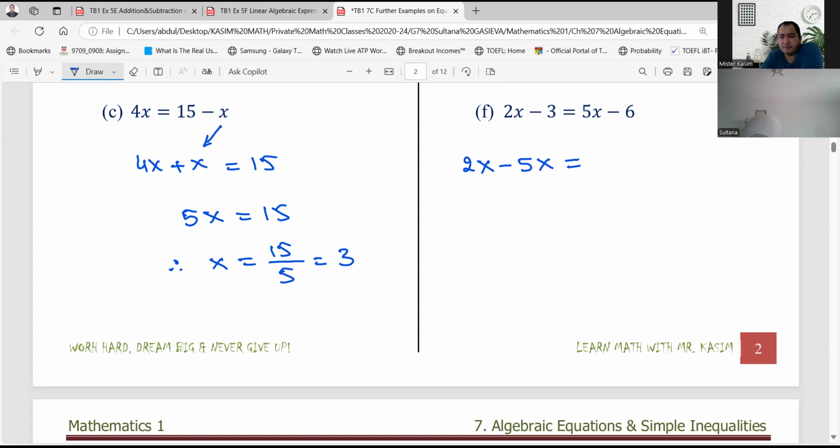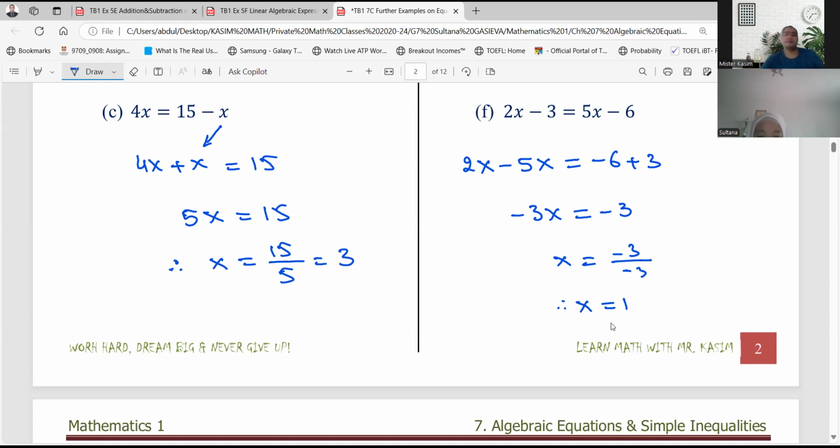That's the first step. Then it's given. Then 2x minus 5x equals negative 6 plus 3. Yeah, that's correct. Negative 3x equals negative 6 plus 3. Negative 3, right? Then x equals negative 3 over negative 3. That's 1. So x equals 1.